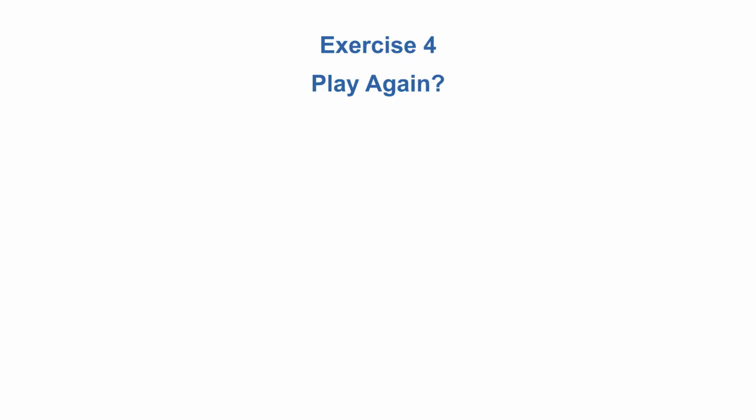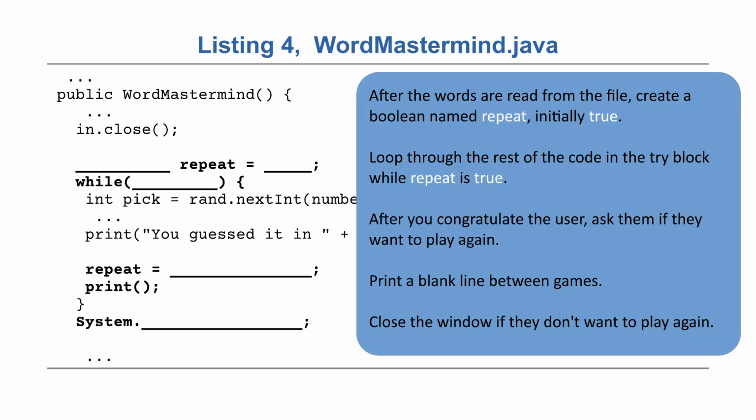Next, let's add code to ask the user if they want to play again. If not, we should close the window. Exercise 4. Play again. After the words are read from the file, create a boolean named repeat, initially true. Then loop through the rest of the code in the try block while repeat is true. Next, after you congratulate the user, ask them if they want to play again. Hint: use prompt for yes, no, and put the response in repeat. Then print a blank line between games. And finally, close the window if they don't want to play again. Hint: use system.exit. Run it.